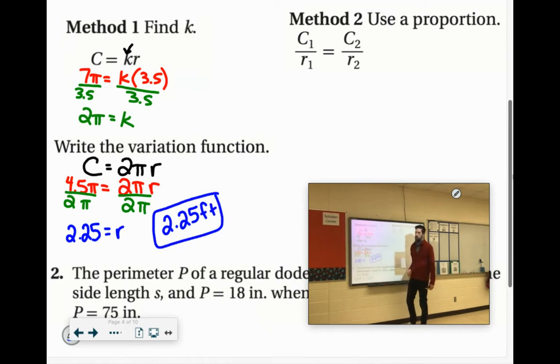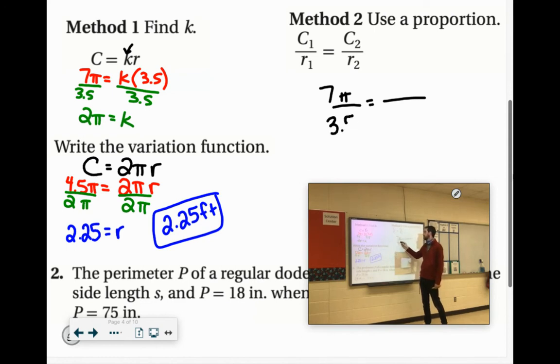So another way you can do it is with a proportion, which is the way I prefer to solve these kind of problems. So you just have to be consistent with how you set it up. So the first one, the circumference was 7 pi, as the radius was 3.5 feet. Now the other one, the circumference was 4.5 pi, and we didn't know the radius, so you could put an x there for our unknown.